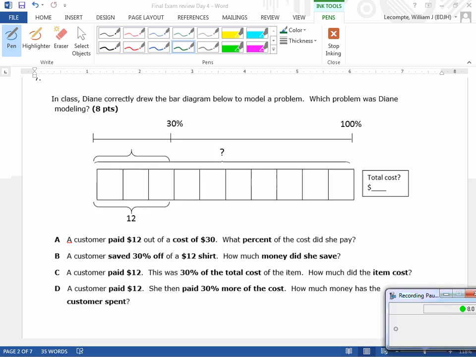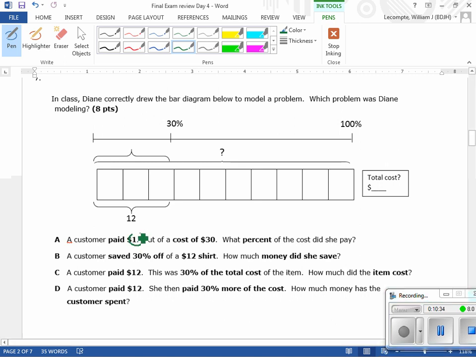Number 7, in class, Diane correctly drew the bar diagram below to model a problem. Which problem was Diane modeling? Well, let's look. A says a customer paid $12 out of a cost of $30. No, I'm looking at a percent of 30, not a cost. What percent of cost did she pay? So I would say that this does not add up to what they gave us as far as the bar diagram.